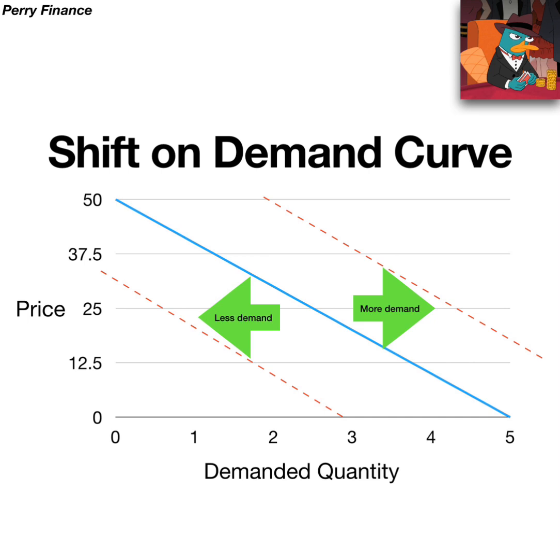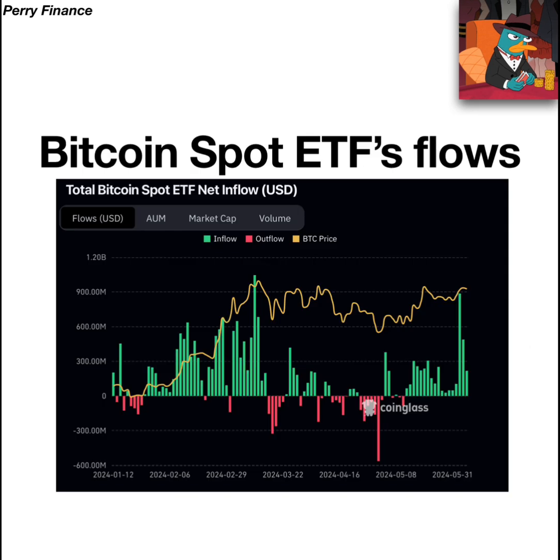A change in demand is caused by a change in a demand shifter, and as on the supply side, these are variables that can modify the demand and shift the demand curve. An increase in demand is a shift of the demand curve to the right. A decrease in demand is a shift of the demand curve to the left. On January the 10th this year, the SEC approved several BTC Spot ETFs. These funds open the possibility to access BTC for many investors unable before to hold it due to regulations.